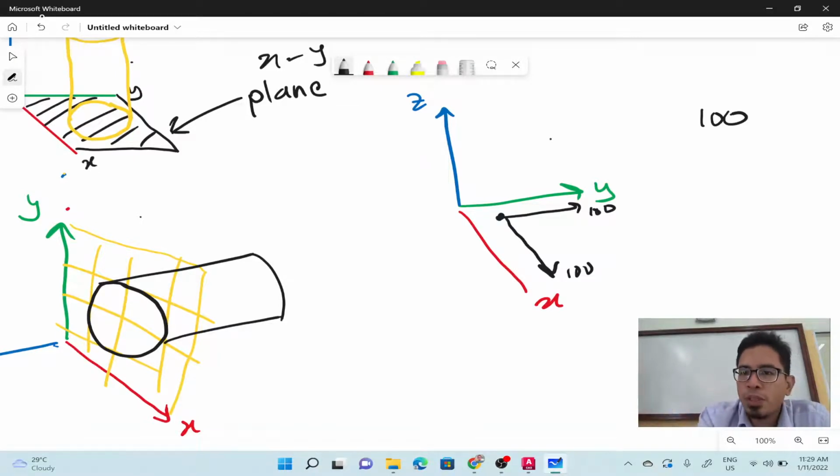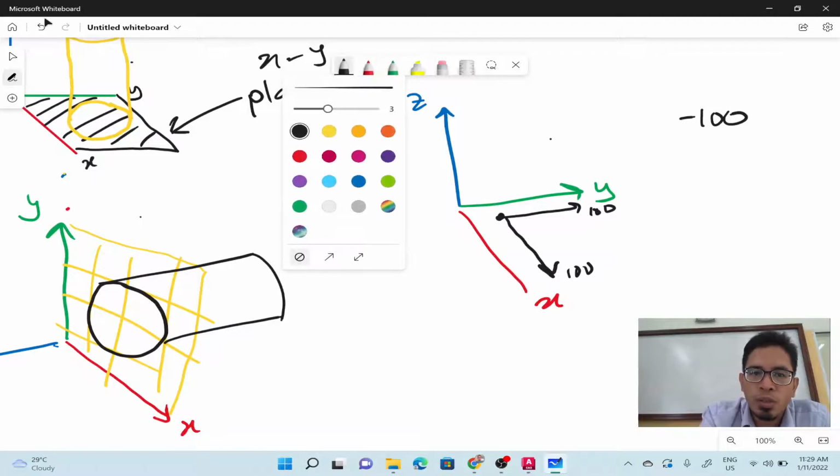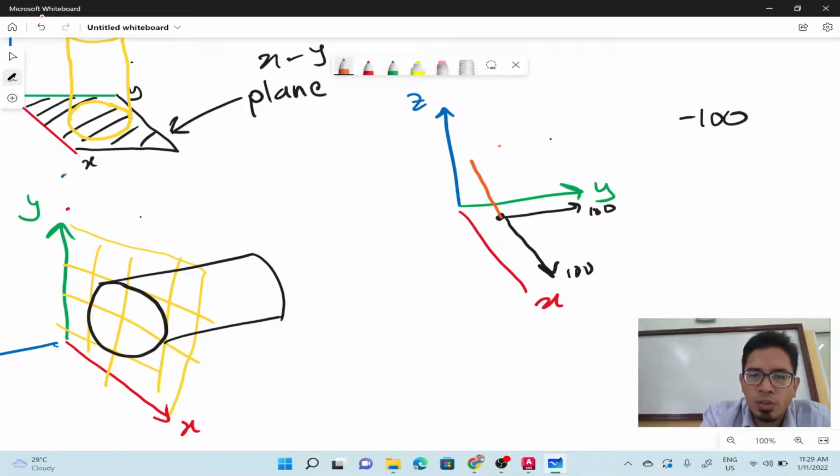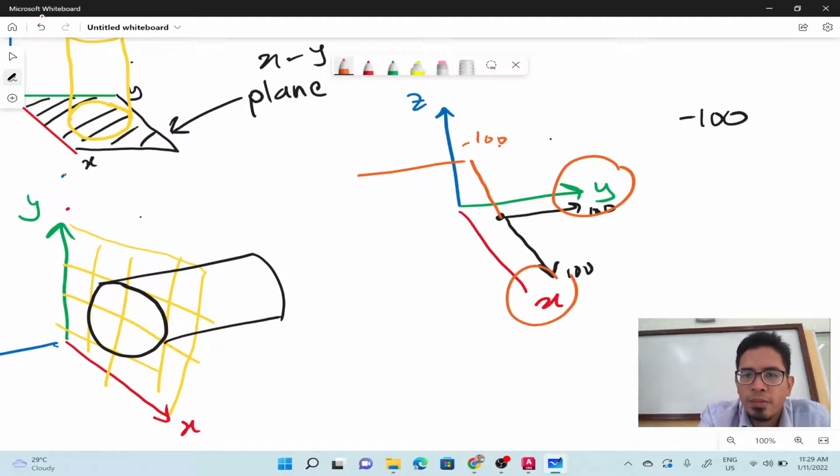What about if you key in negative 100? Negative 100 will go on the other side. So negative 100 will go over there for X, and negative 100 for Y will go over here. It is not following the direction. Negative means the opposite direction of our axis. Okay, enough with that.